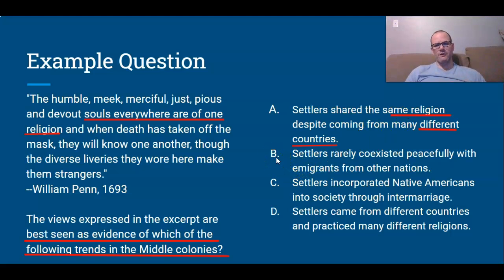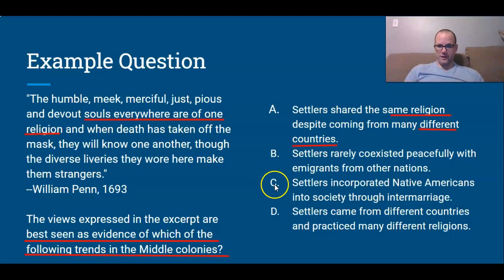It says settlers rarely coexisted peacefully with immigrants from other nations. Well, we know that the Middle Colonies had a lot of people from different nations living in them. So that can't be true. And also, this quote doesn't even mention other immigrants necessarily. So answer choice B just can't be right. It's absolutely wrong, so we can just cross it out.